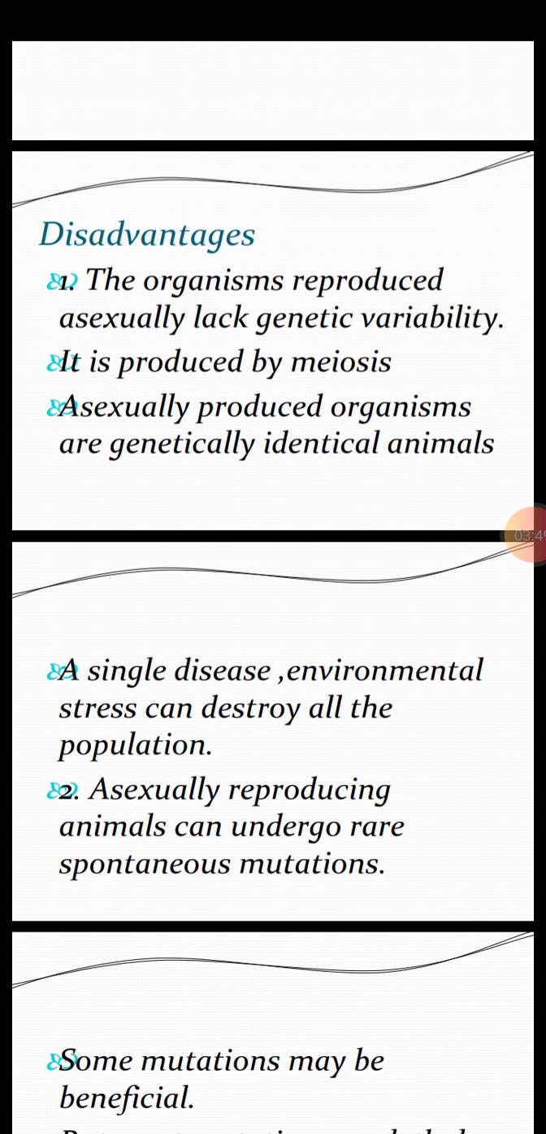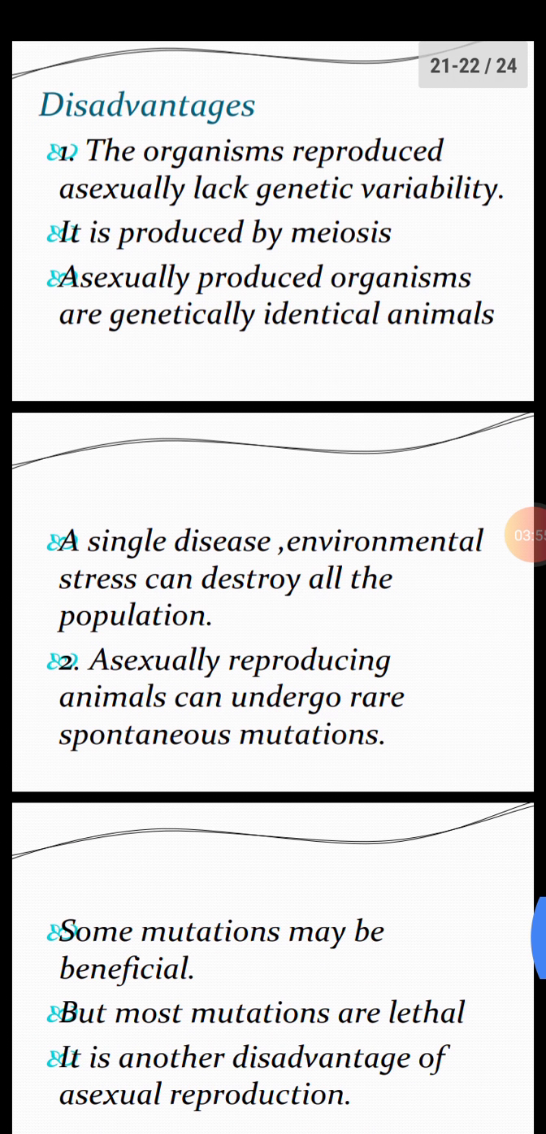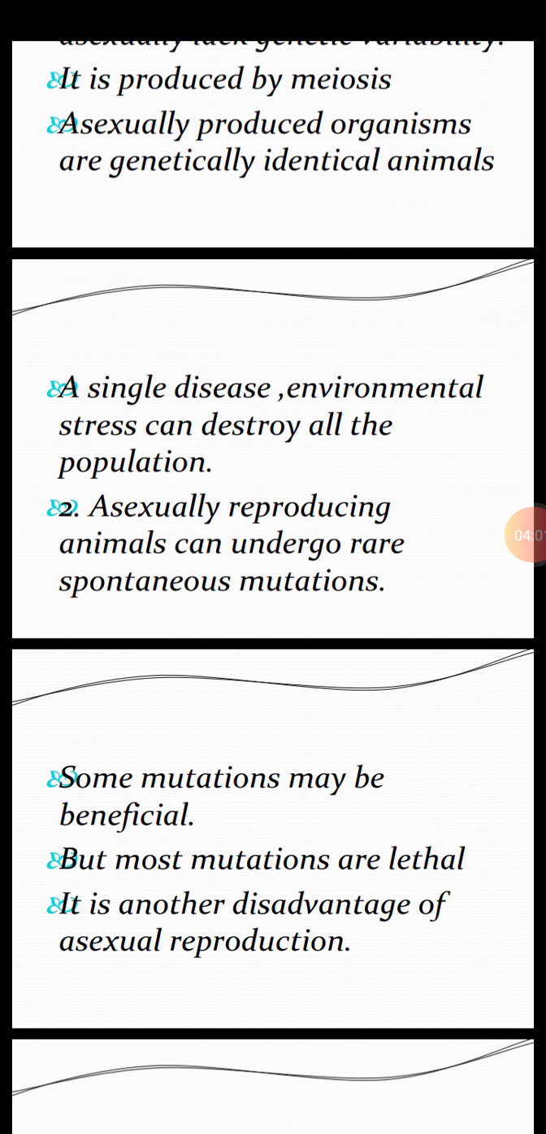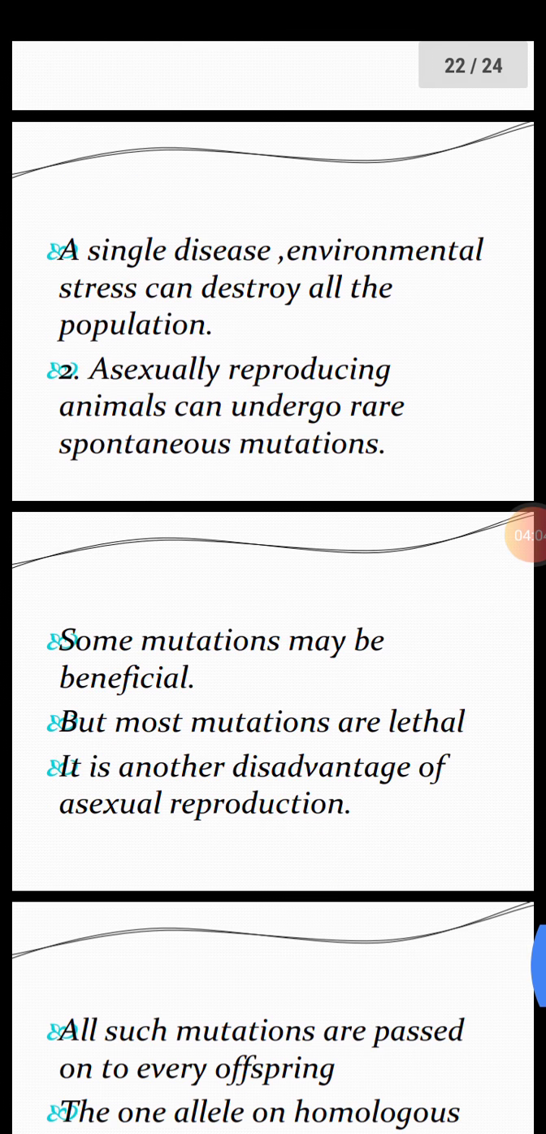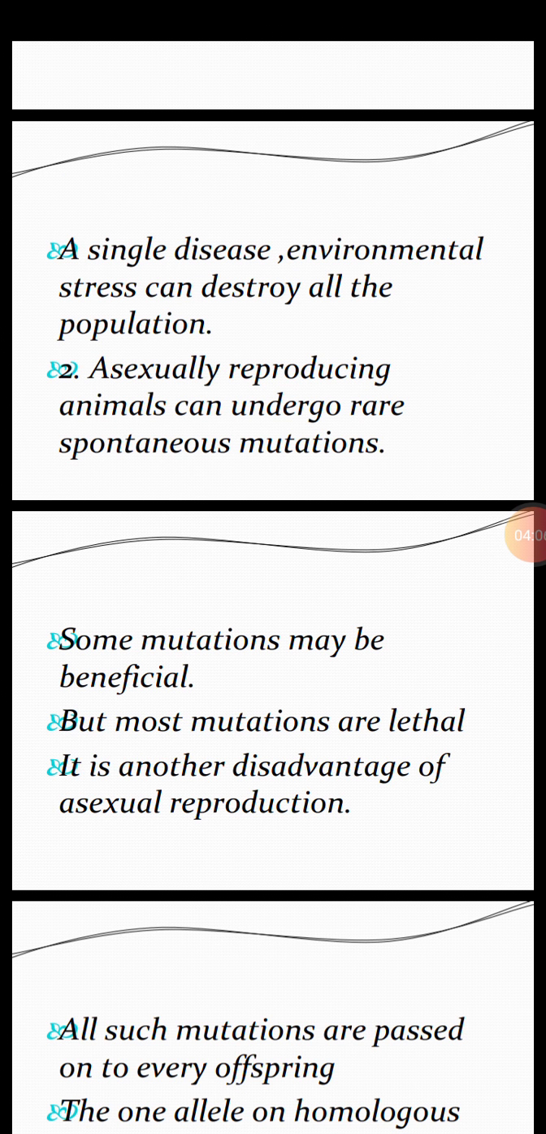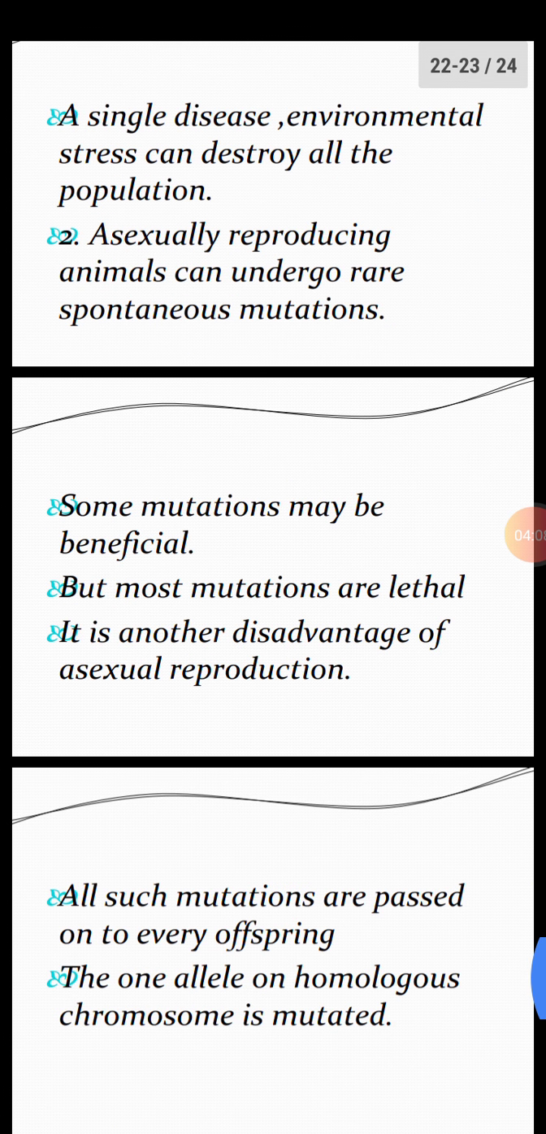The organisms reproduced asexually lack genetic variability, which is produced by meiosis. Asexually produced organisms are genetically identical animals. If there is a single disease or environmental stress, then it can destroy the whole population.